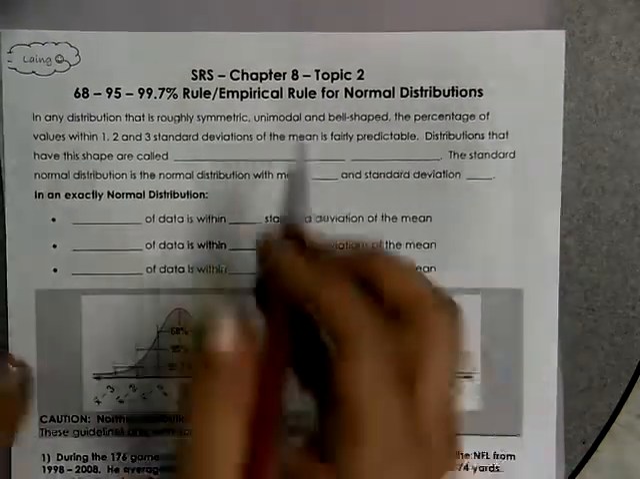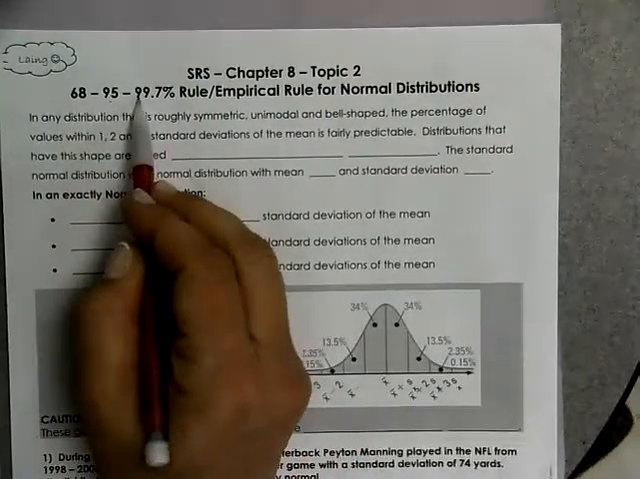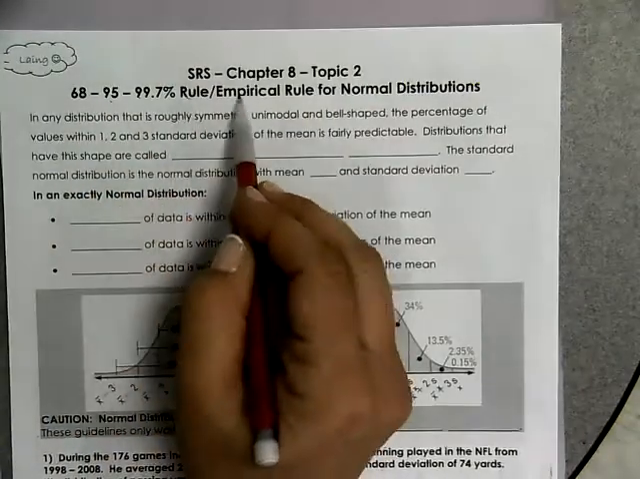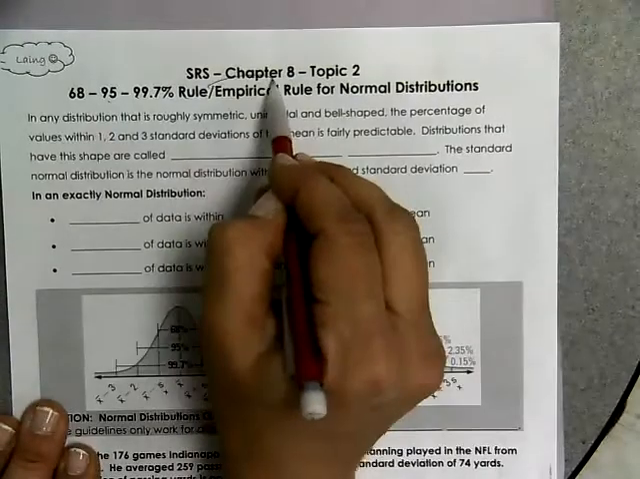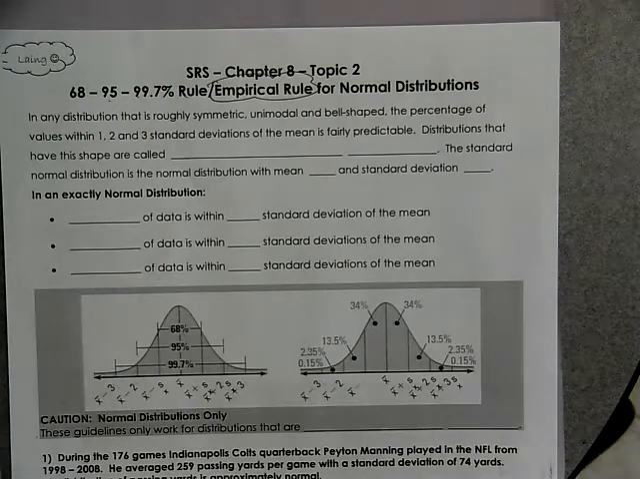Okay, so now we're going to be looking at Chapter 8, Topic 2. This is the 68, 95, 99.7 rule. That's called the empirical rule for normal distributions. This is something you guys talked about in Algebra 2, all right?